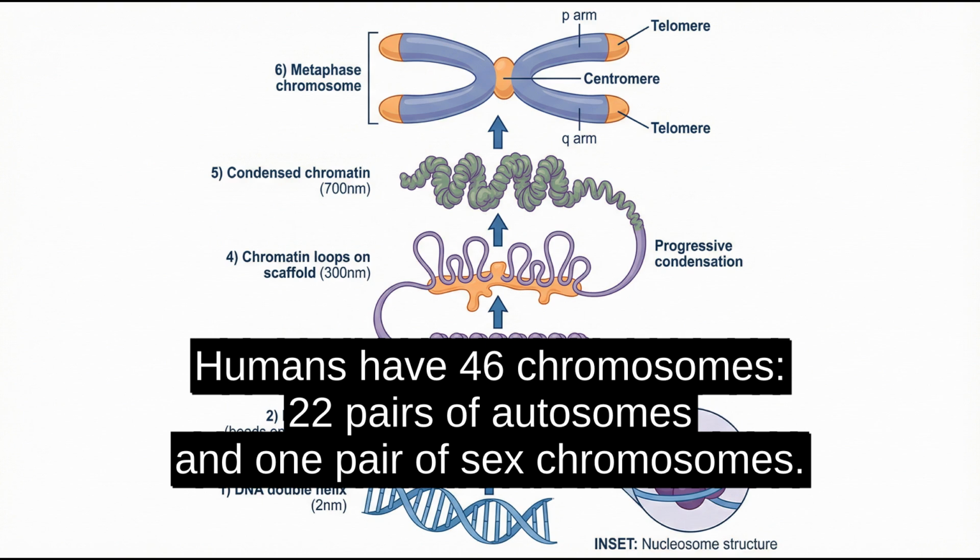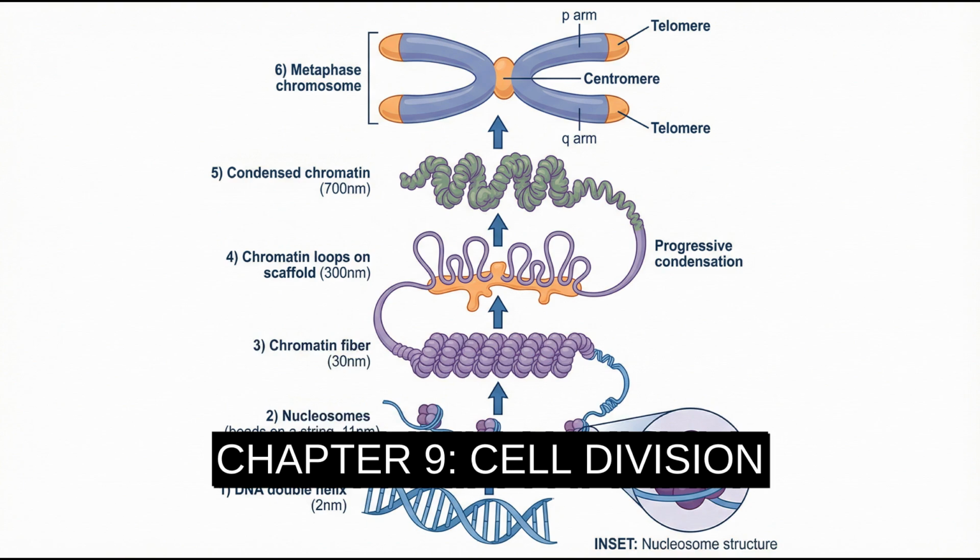Primary lysosomes are newly formed. Secondary lysosomes are actively digesting material. Residual bodies contain undigested material. Lysosomal storage diseases result from enzyme deficiencies, causing substance accumulation and cell damage. Examples include Tay-Sachs disease and Gaucher disease.